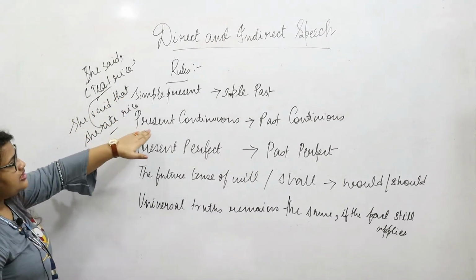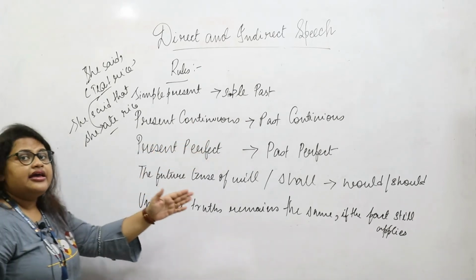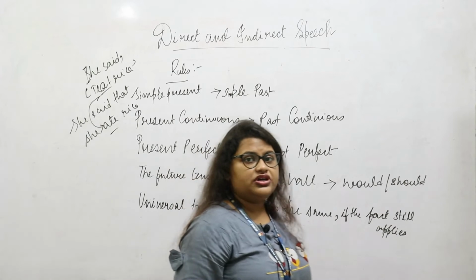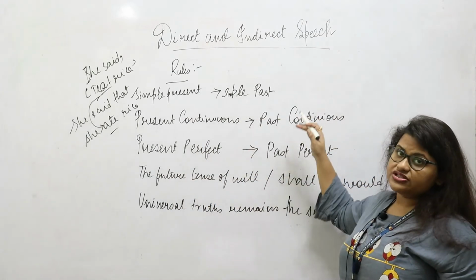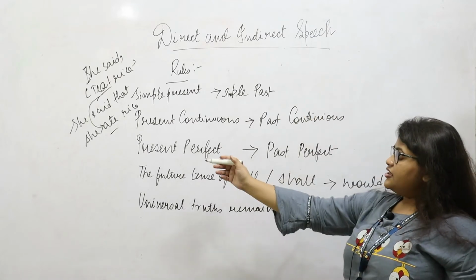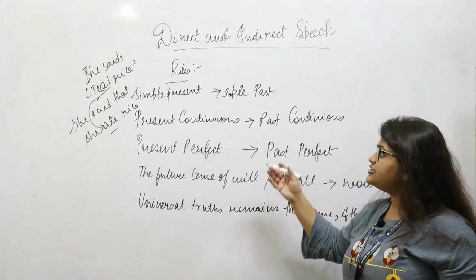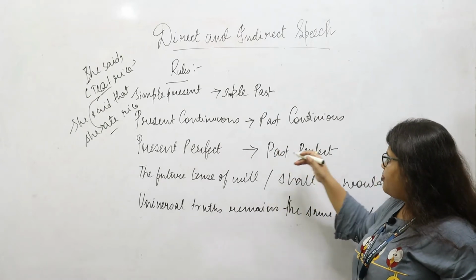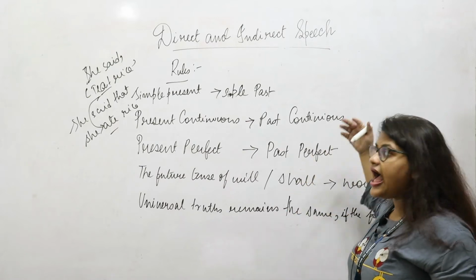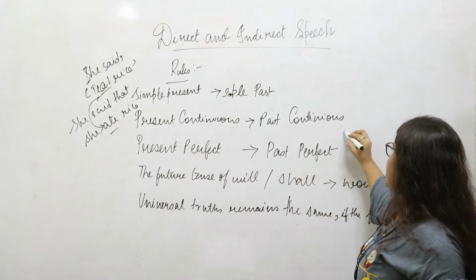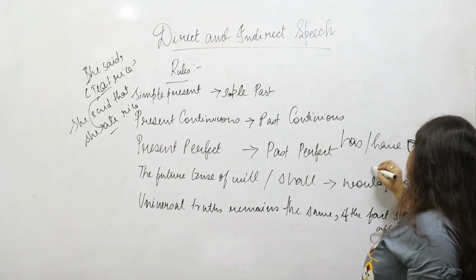In a similar way, if there is a sentence in present continuous which says, she said, "I am playing now," the sentence in the indirect speech would change as, she said that she was playing then. If there is a sentence in the present perfect tense which says, "I have passed the examination," in the past perfect it would change as, she said that she had passed the examination. The has or the have would change into had.